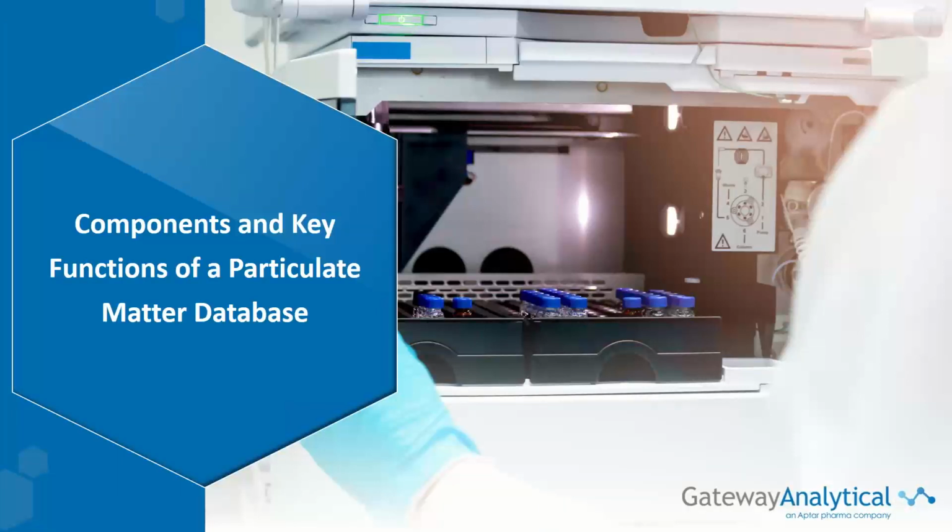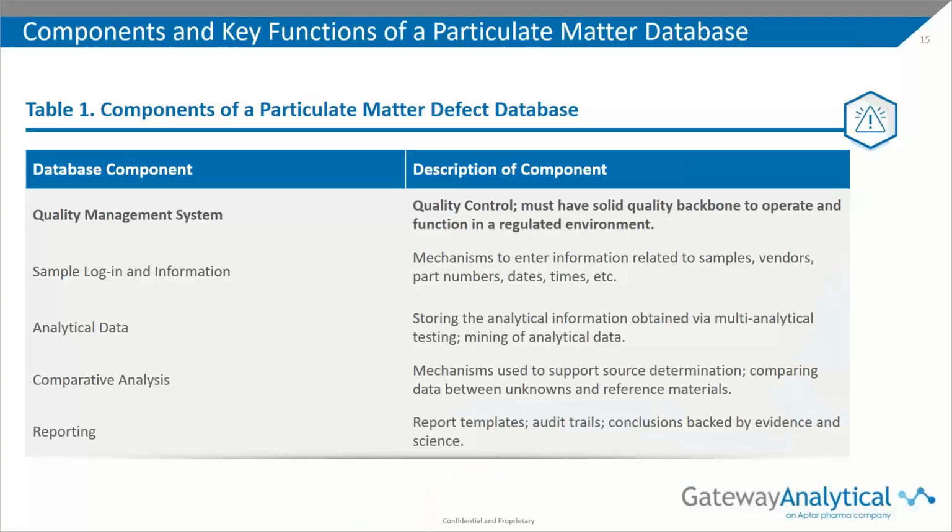So the key components to a really high quality particulate matter database, and we'll get into an example of the database here in just a second. But we want to make sure that we have a good quality management system with a solid quality backbone so that we can work in a regulated environment. We want to have a way to log in samples and the information associated with those samples. We want to be able to include analytical data, store analytical data of multiple analytical types, and be able to work with that data a little bit.